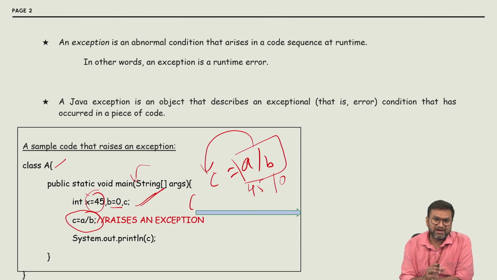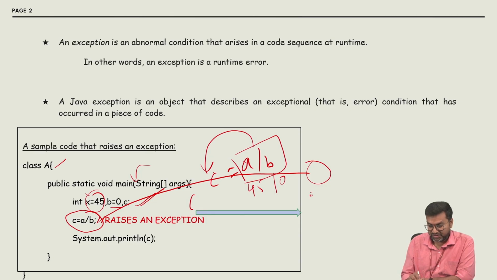So it cannot handle that situation. So during this statement execution, what happens? JVM will do one thing. It creates an object. It is an object. What is that object? Some arithmetic exception object, and throws it to one person.